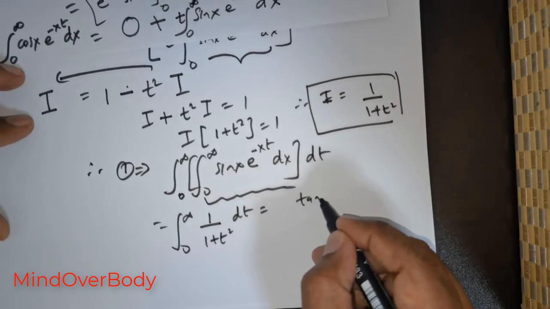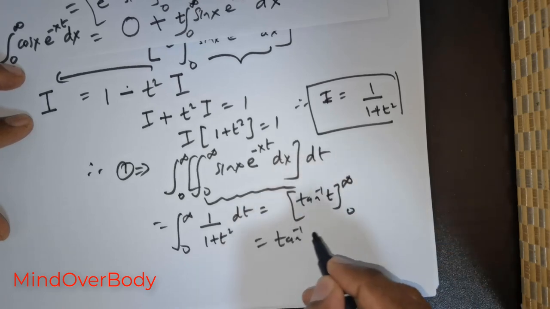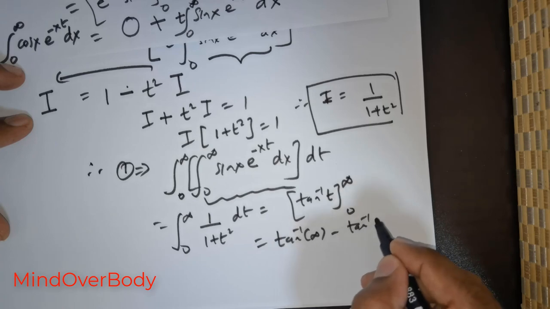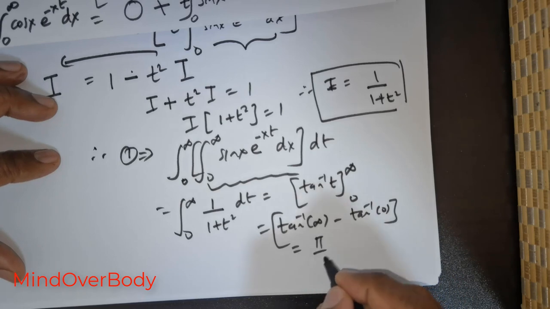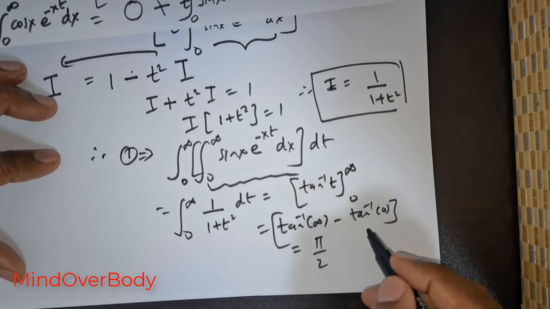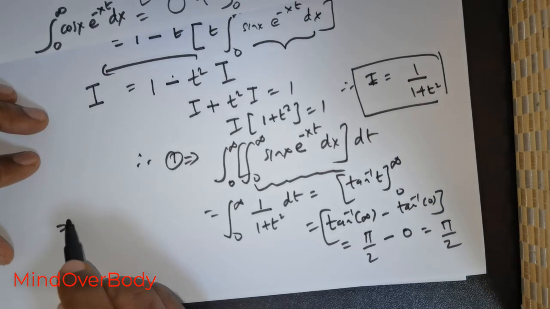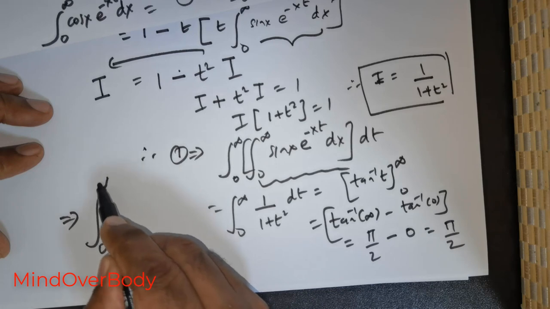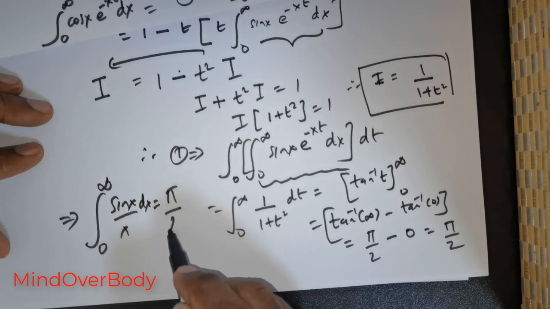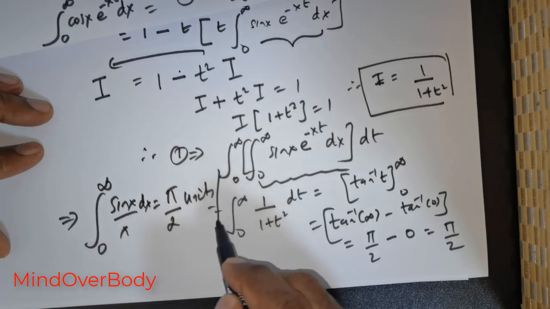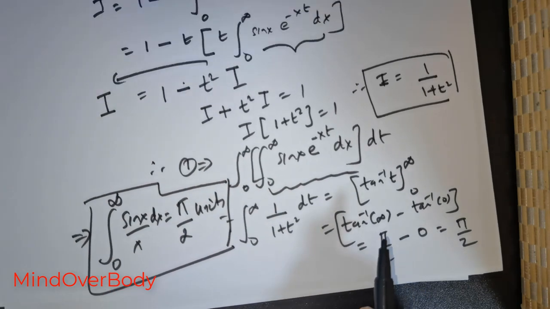Now what is this? This is tan inverse of t from 0 to infinity. Substitute the upper limit, tan inverse of infinity, minus tan inverse of 0. What is tan inverse of infinity? That's pi over 2. What is tan inverse of 0? That's going to be 0. And what is the final answer? Pi over 2. So what does this mean? This means we have just evaluated the integral from 0 to infinity of sin x over x dx to obtain the value pi over 2. And what method did we use? We used integration by parts.